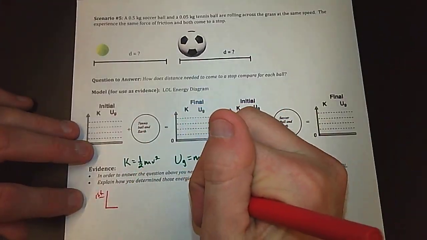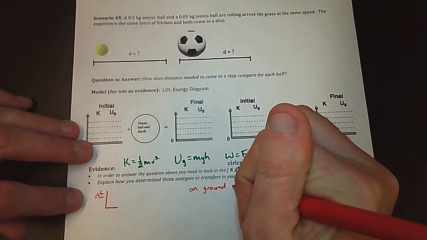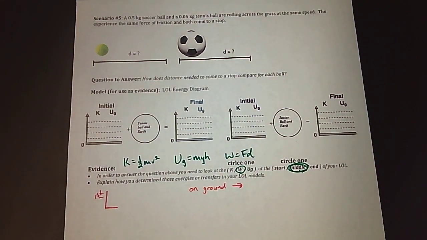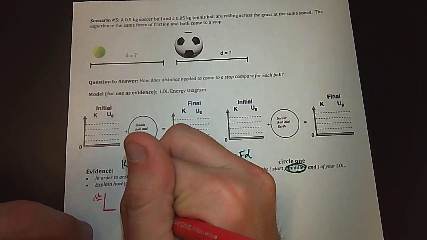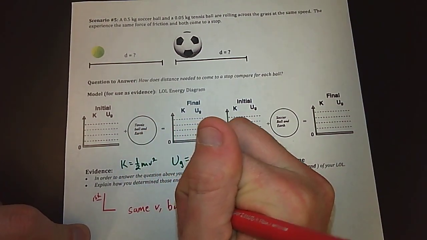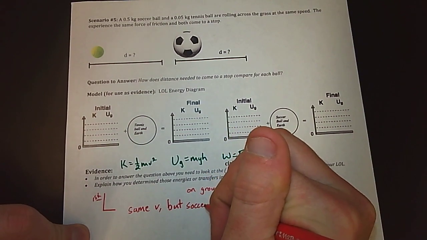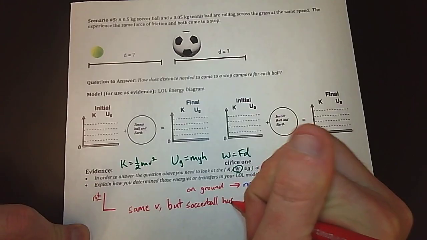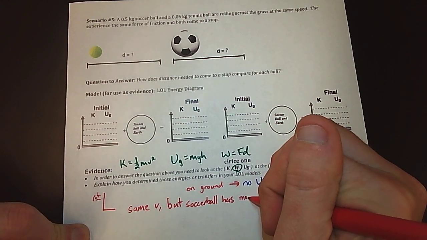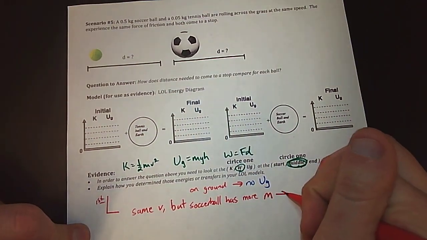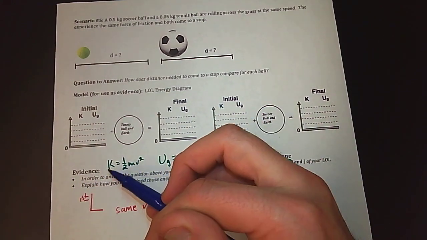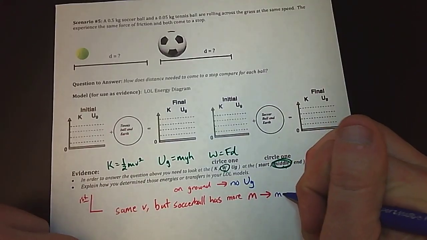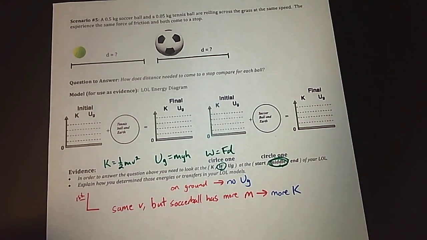All right? And in this section, let's say on ground. So first of all, no potential energy. Let's see, same velocity, right? But soccer ball has more mass, which means, all right, if I look here, same velocity, more mass, that's going to give me more kinetic energy. So more K. So I'm going to draw that now.